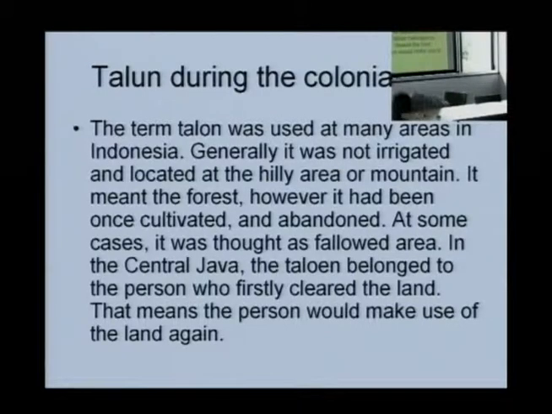So these materials show some common characteristics of Tarun. The term Tarun was used in many areas in Indonesia. Generally, it was not irrigated and located in hilly or mountain areas. It means the forest. However, it has been once cultivated and abandoned. In some cases, it was sought as furrowed area. In Central Java, the Tarun belonged to the person who first cleared the land. That means the person would make use of the land again.